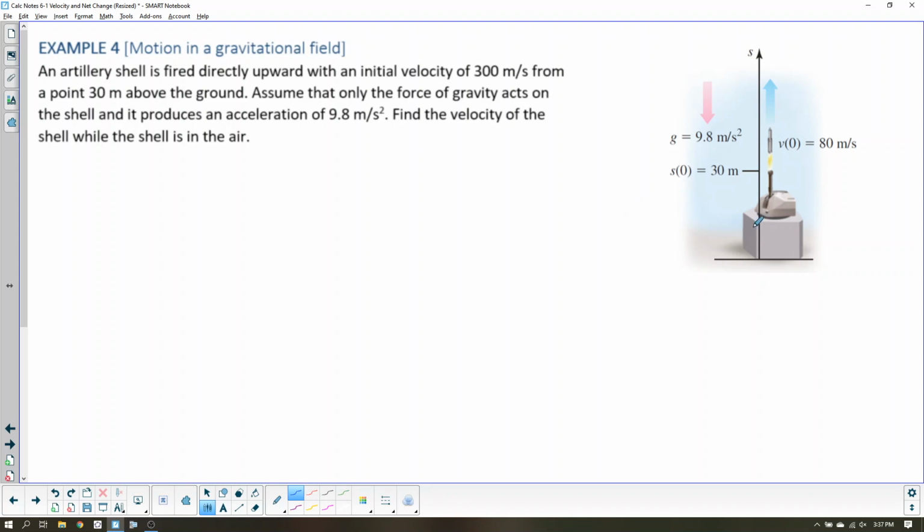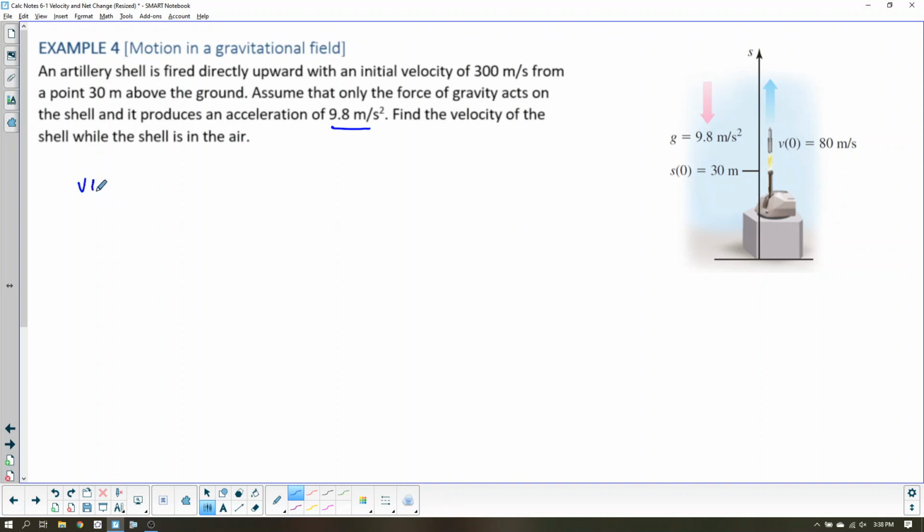Alright, so in this example we have somebody doing something incredibly stupid. They're shooting an artillery piece directly vertically, so it will theoretically come back down on that gun. So it says an artillery shell is fired directly upward with an initial velocity of 300 meters per second from a point 30 meters above the ground. Assume that only the force of gravity acts on the shell, and it produces an acceleration of 9.8 meters per second squared, so meaning we're on Earth. We're going to find the velocity while the shell is still in the air. So we're just supposed to find the v of t formula.